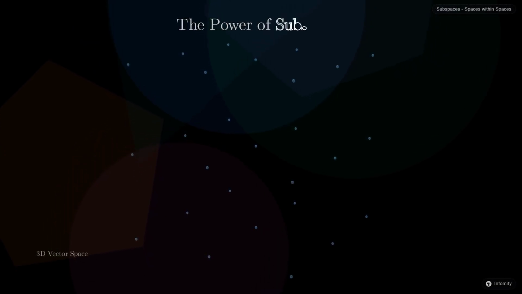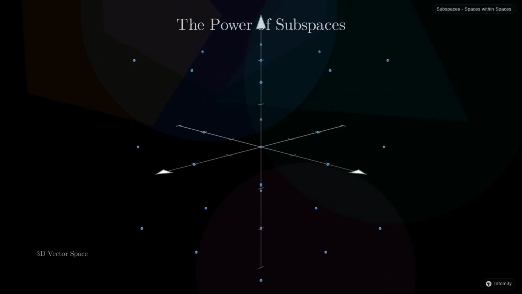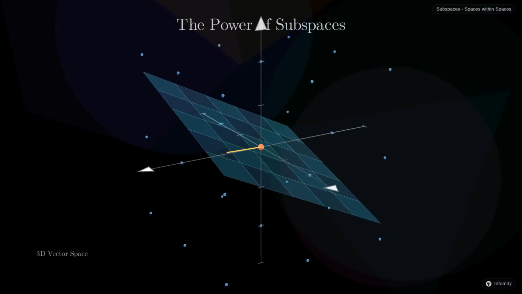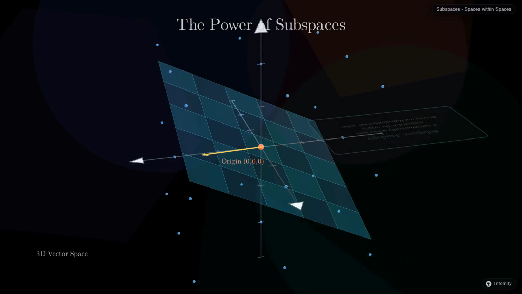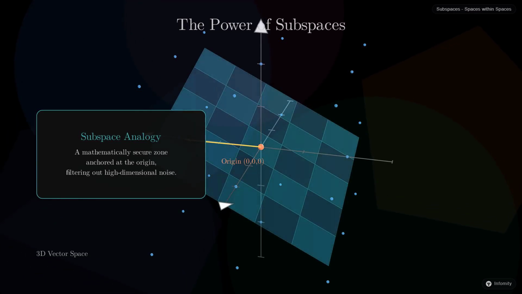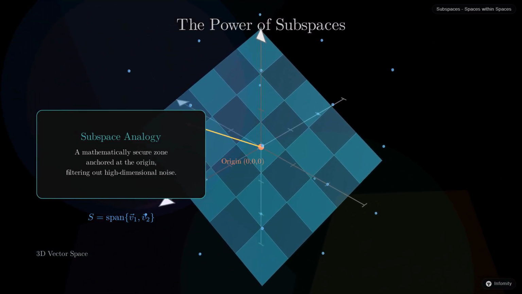You now understand subspaces as completely self-contained mini-universes inside larger ones. You have the mental model to see that a subspace is a mathematically secure zone anchored at the origin. Remember, this capability allows you to simplify complex data and conquer high-dimensional noise. So, with these rules in hand, you are ready to tackle the geometry of matrices.